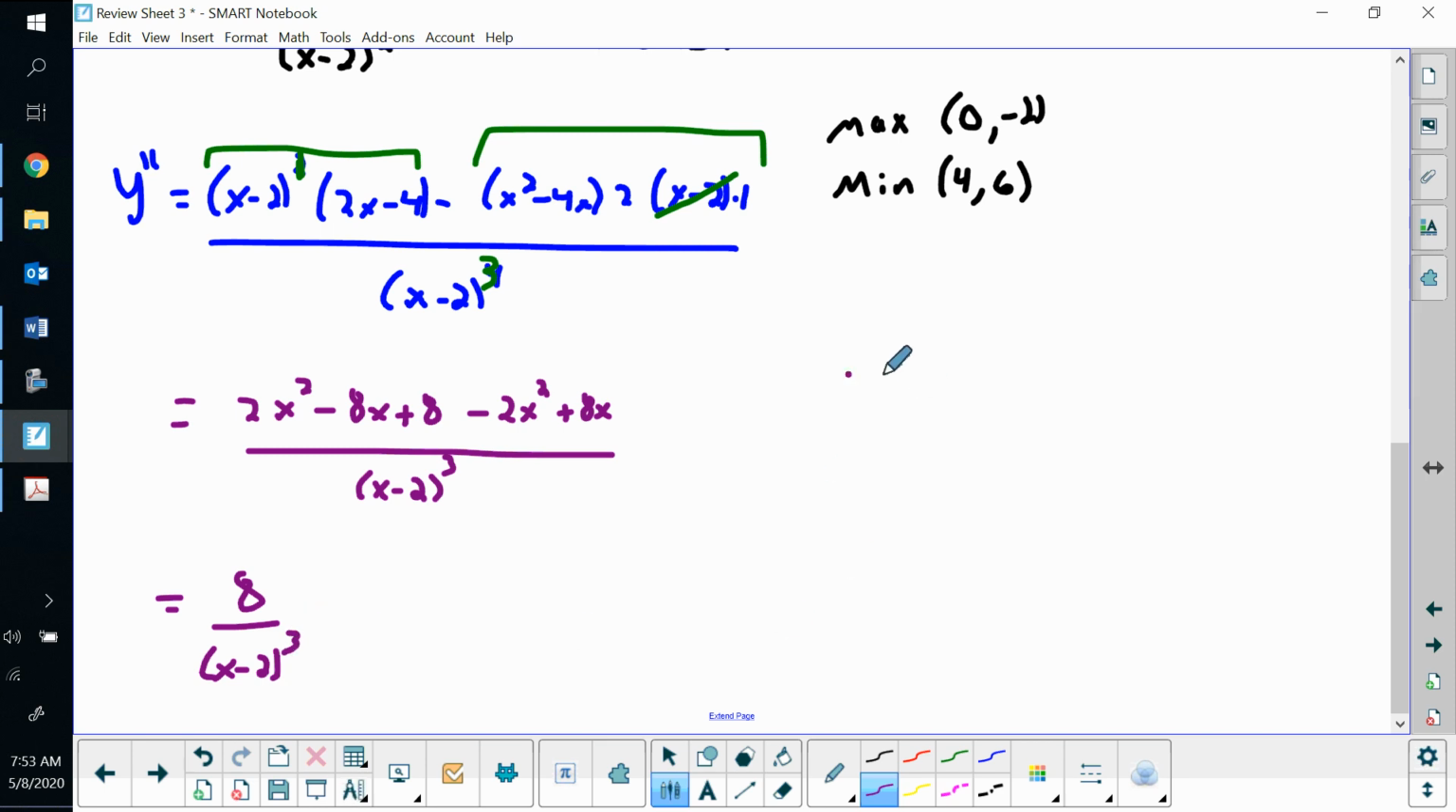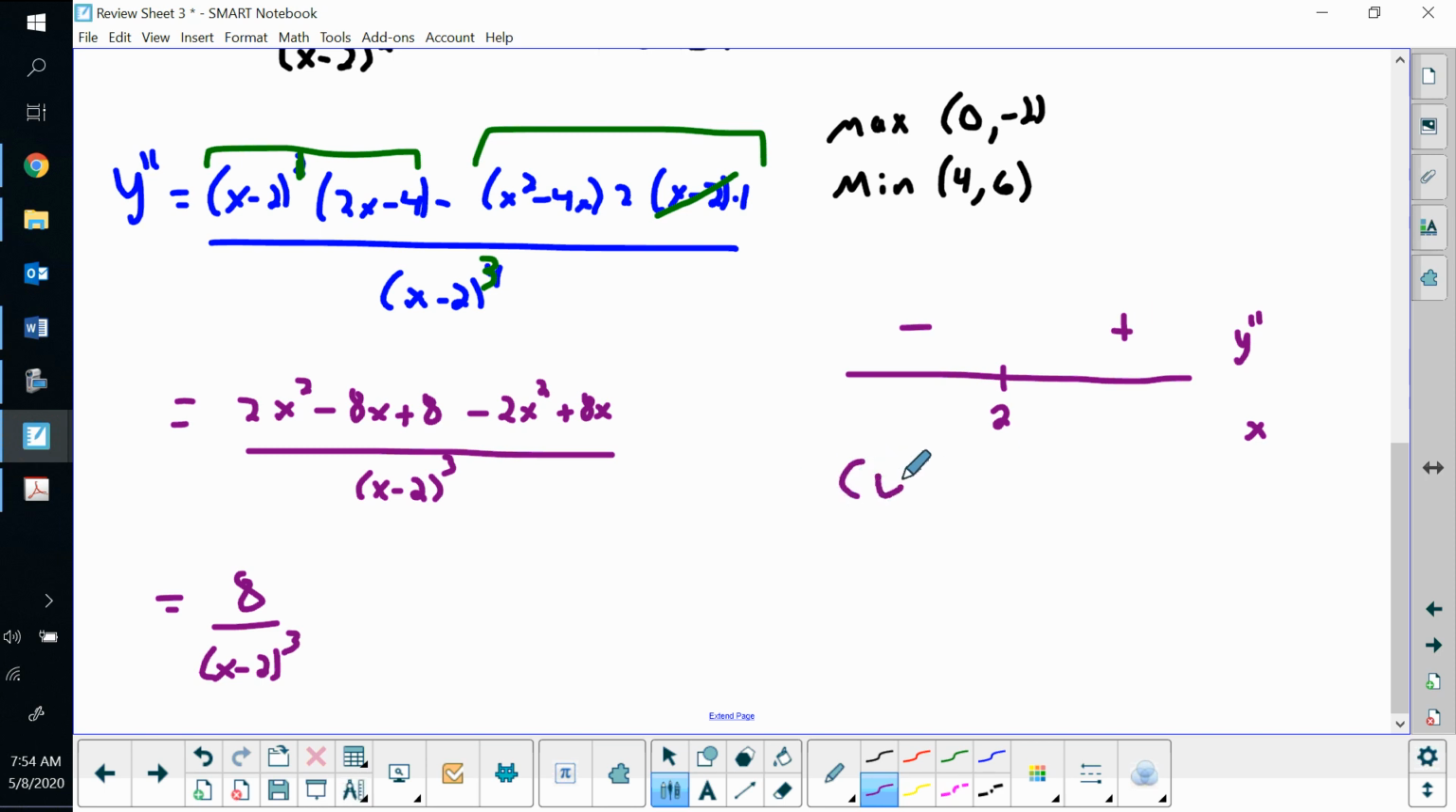On our number line, we have to put whatever makes it undefined and where it's 0. Undefined still at 2. A fraction is 0 when the numerator is 0. Well, the top is always 8, so it never will be 0. So we just have the 2. If we put something like 0 in, we'll get a positive over a negative, so that's a negative. If we put something like 5 in, a positive over a positive.